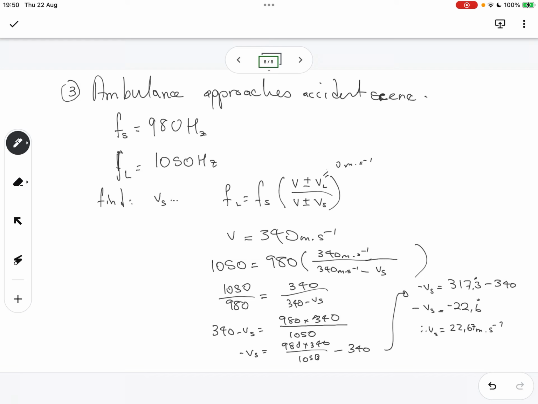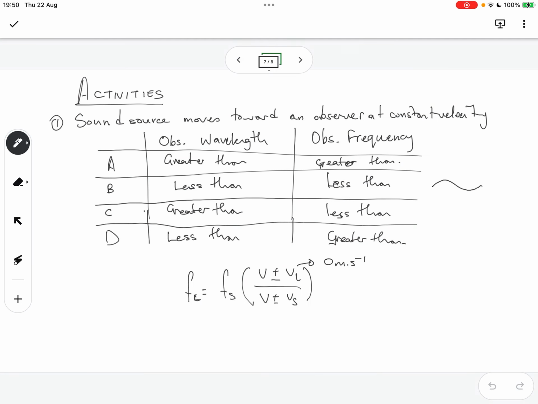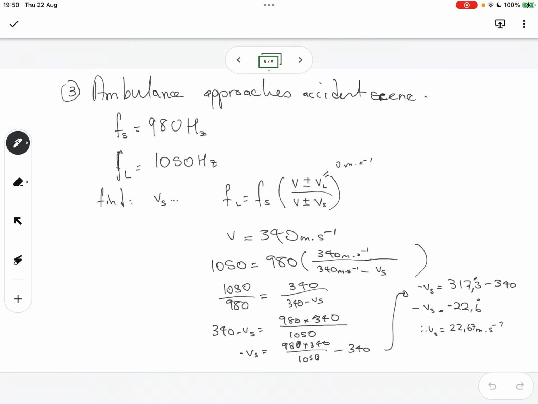So you were correct that since we are moving toward the listener, the source is moving toward the listener, so we use negative. When the source is moving toward the listener, we use negative. Source moving away from the listener, we use positive.